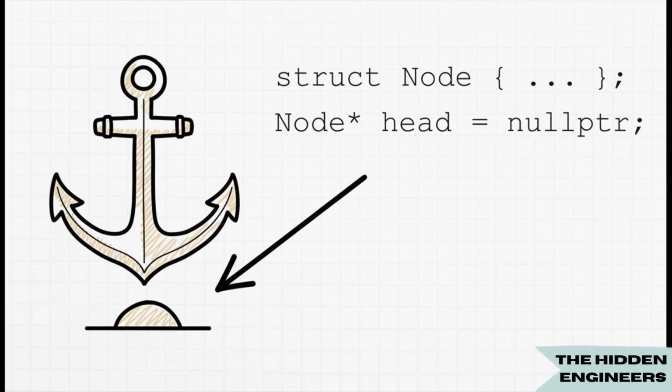You can see our two key ingredients right there, int data and Node* next. We also create this special pointer called head and set it to nullptr, which is just C++ for nothing. The head is our anchor. It always points to the very first node in the list. It's how we find the front door.